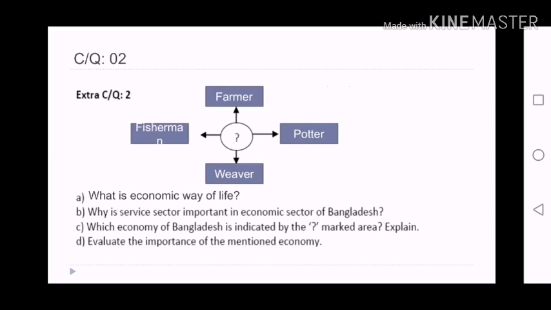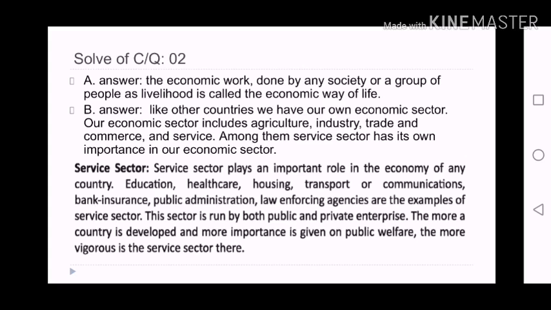That means for the D number question's answer, you have to evaluate the importance of what is mentioned in the question mark. So you have to first think about what the economy is that is mentioned in the question mark area. So let's start solving question number 2.